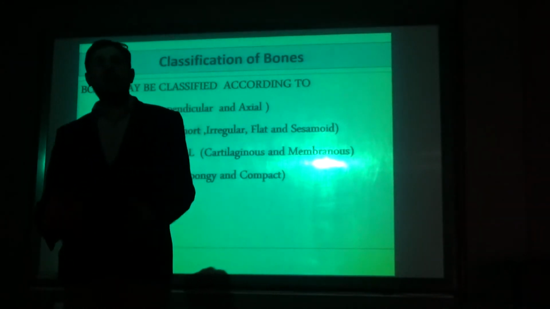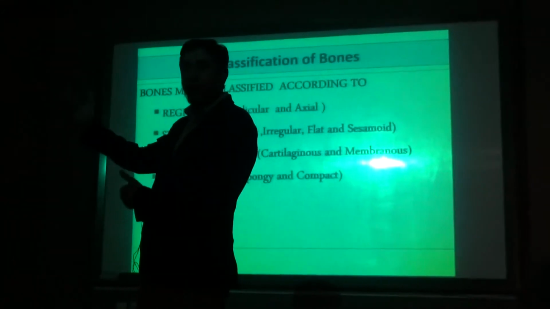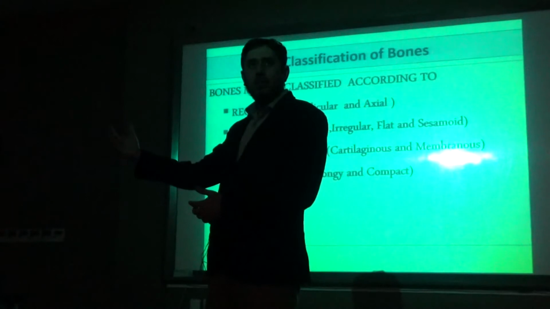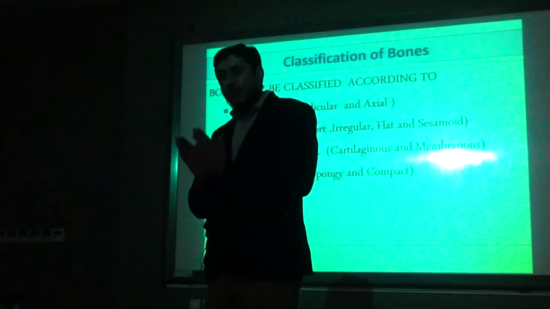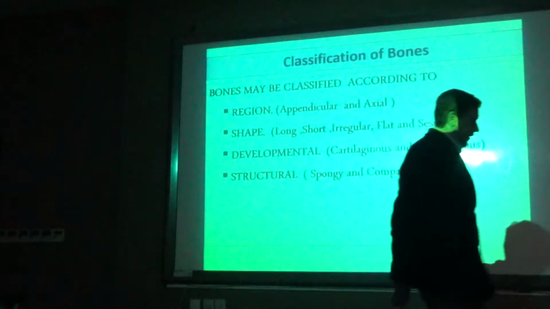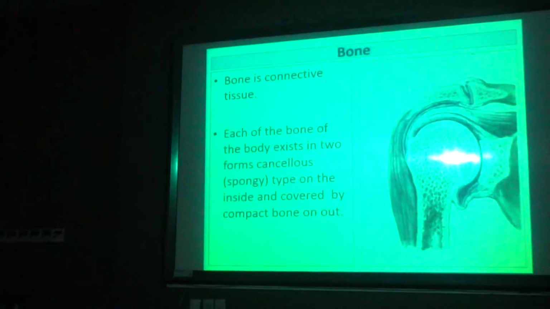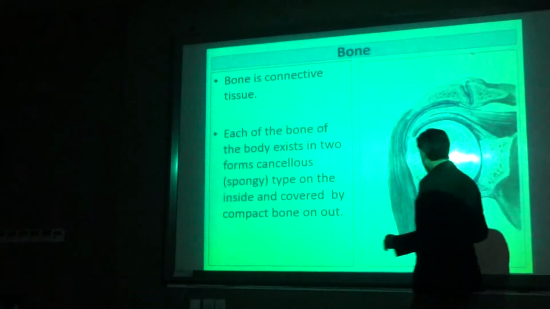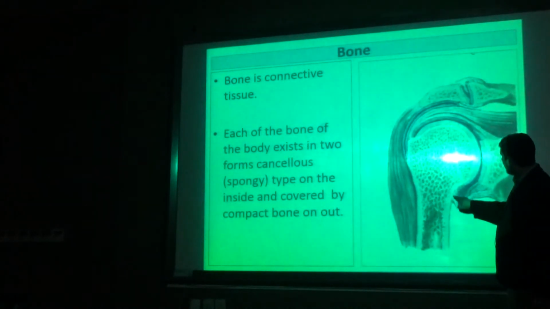There are two types, on the basis of their arrangement of connective tissue, meaning their bony tissue. One is known as very dense. Look at this photograph, you can understand what I am talking about. Look at this. Each long bone on the outside is very dense.